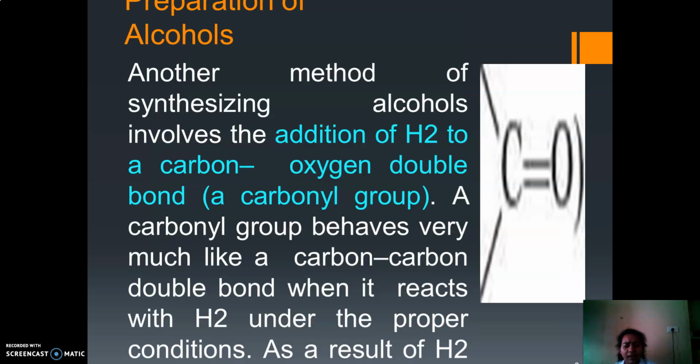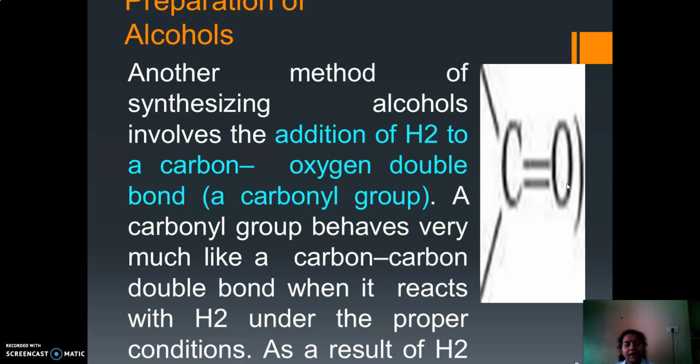Then another method of synthesis of alcohols is addition to carbonyl compounds. What are carbonyl compounds? Carbonyl compounds contain a C double bond O. Can you give any examples? Those are aldehydes, ketones, carboxylic acids, esters. Those are carbonyl compounds, and the carbonyl group behaves very much like a carbon-carbon double bond. So similar to the alkene, it contains a double bond. Similar to that, we can easily break this bond under several conditions.